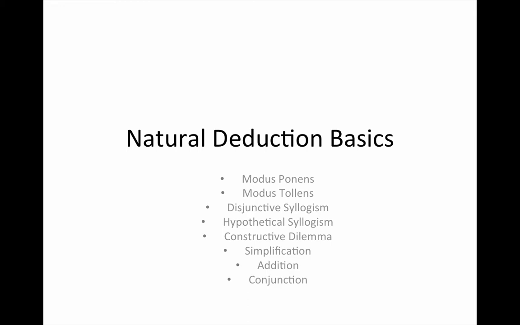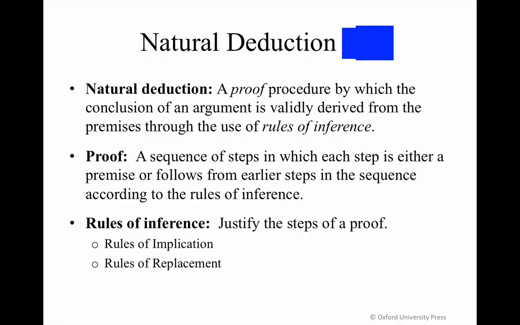So what we get now is, in Chapter 8, a set of valid arguments, forms that we use as rules for deriving steps in a proof. So let's take a look at what we've got. First, we define natural deduction as a proof procedure by which the conclusion of an argument is validly derived from the premises through the use of rules of inference. We will see that some of these are already very familiar to you. You've been using them even if you haven't been aware of their formal names.